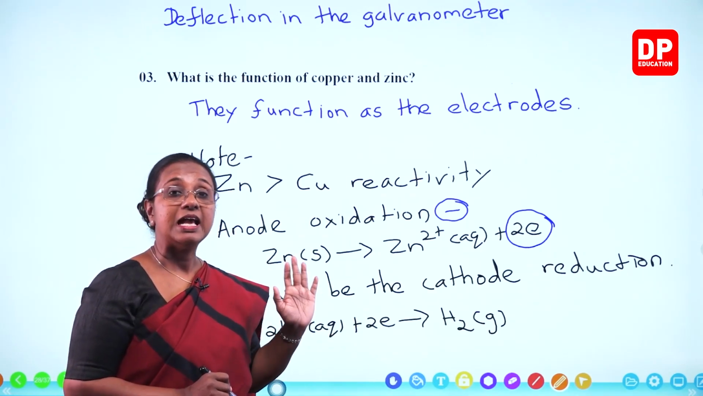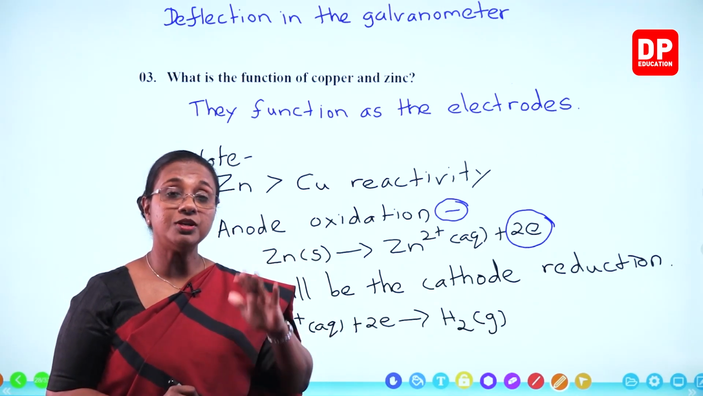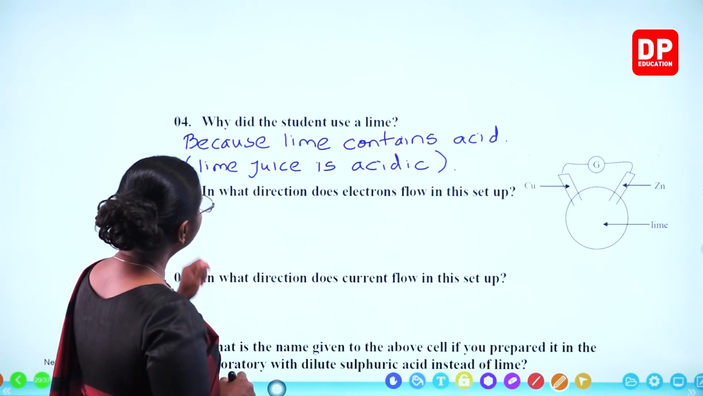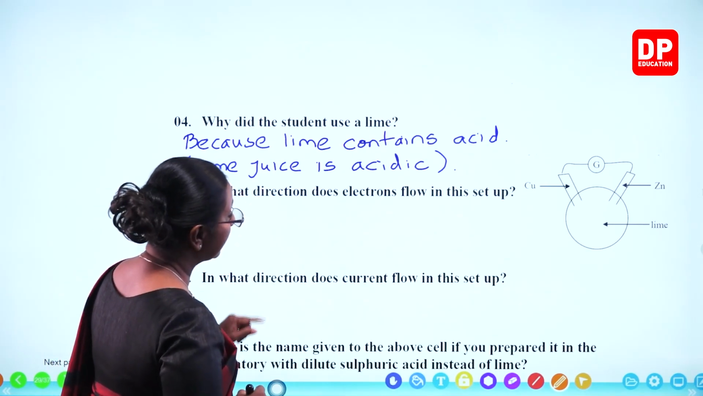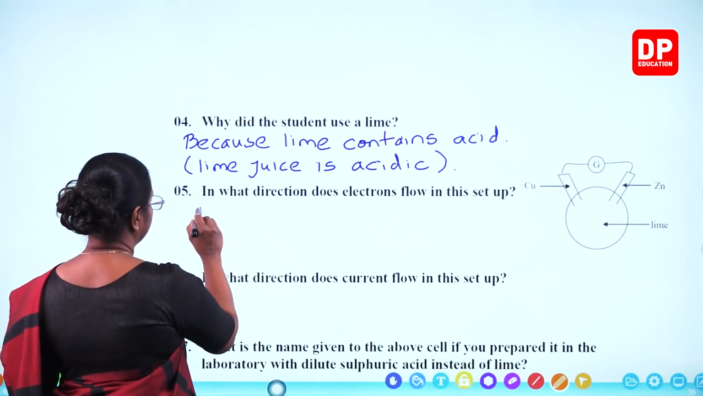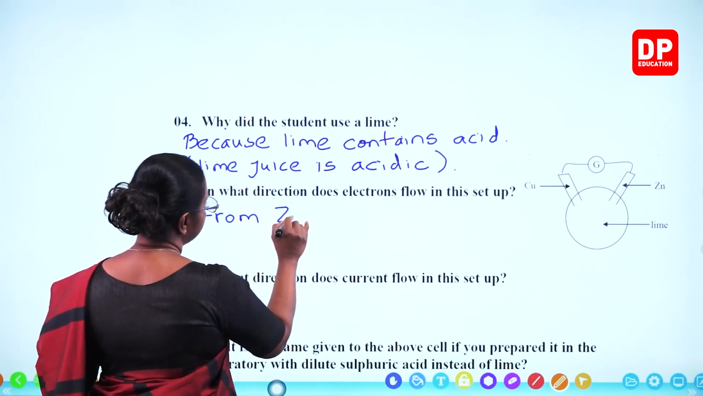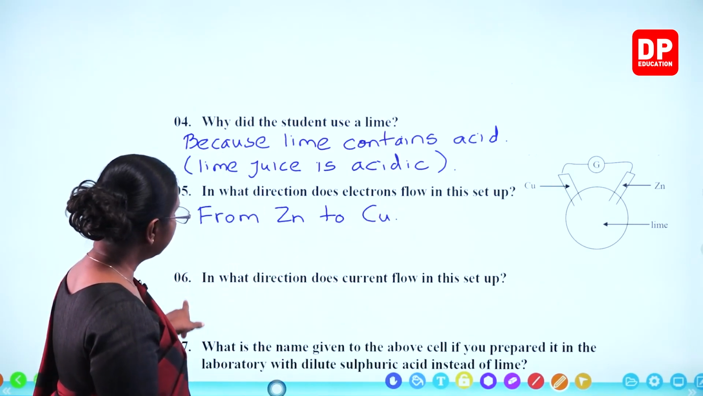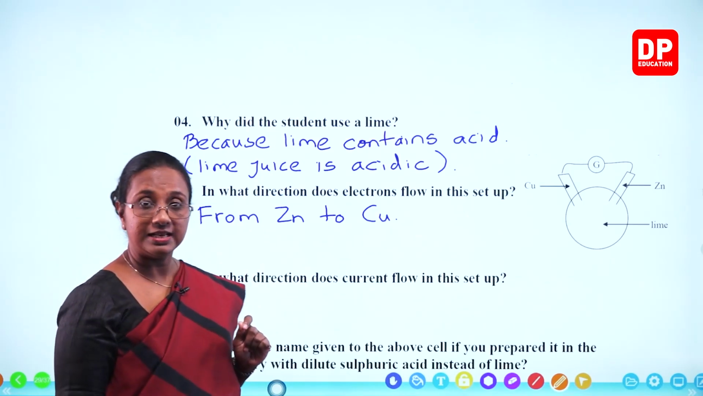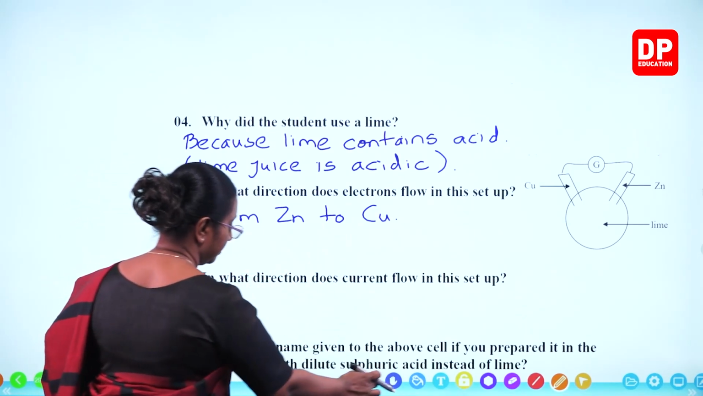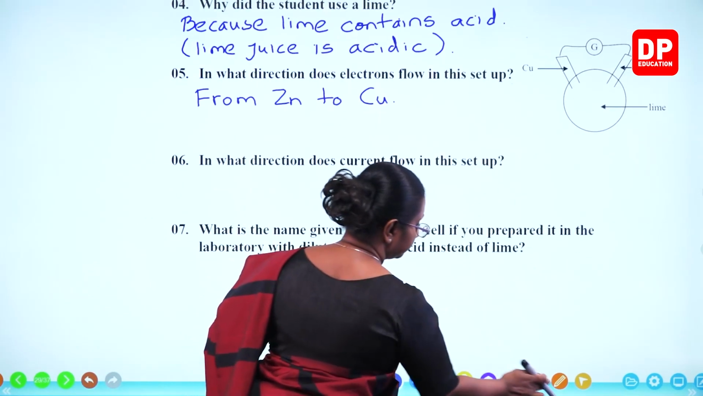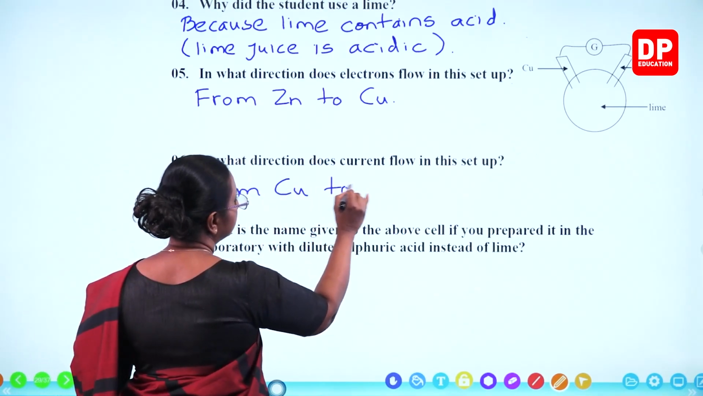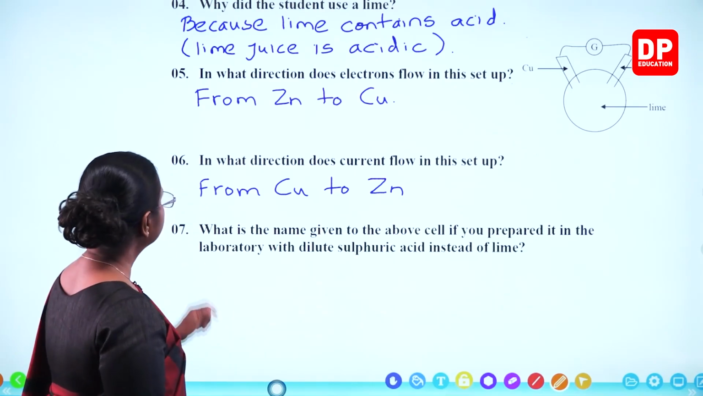You all have to remember that. Electrons flow from negative to positive electrode. Current flows from positive to negative electrode. In what direction do electrons flow in this setup? From zinc to copper. Then the sixth one. In what direction does current flow in this setup? From copper to zinc. And the seventh one.